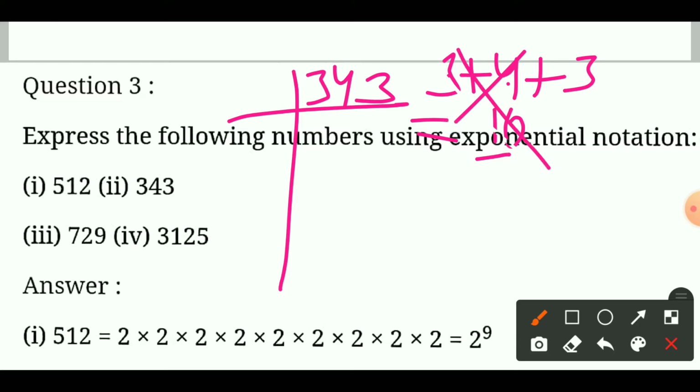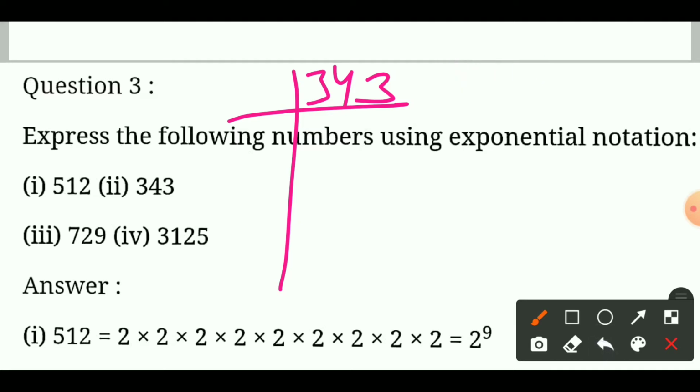Now which is the next prime number after 3? 5. Can I divide it with 5? Again it is no. Why? Because the last digit is 3. In the divisibility of 5, the last digit should be 0 or 5. Okay, then what is the next number after 5? The next prime number is 7. So can I divide with 7?